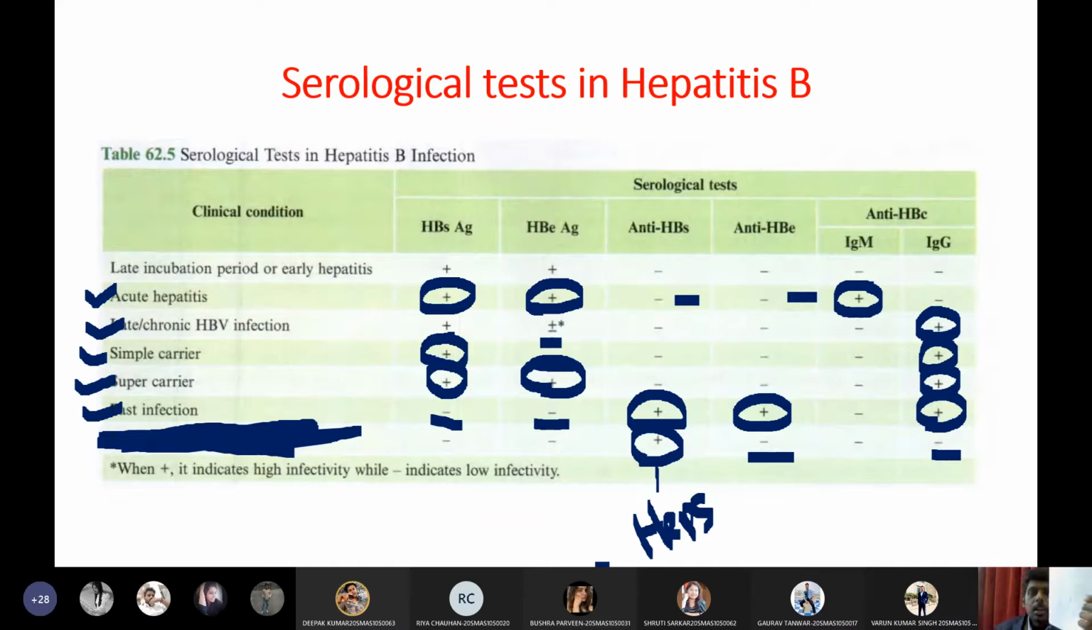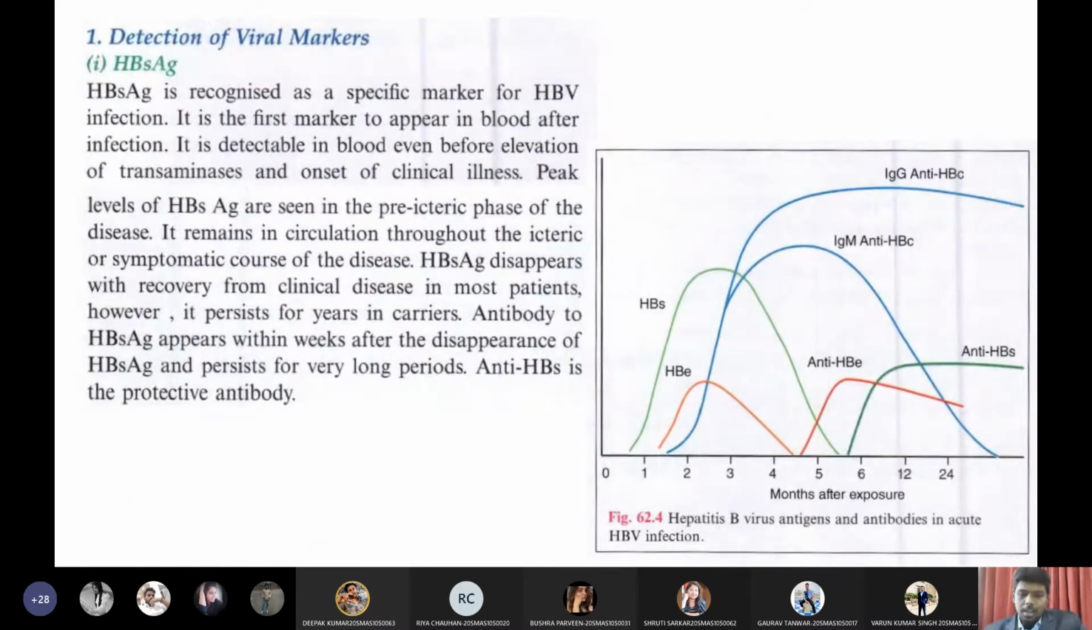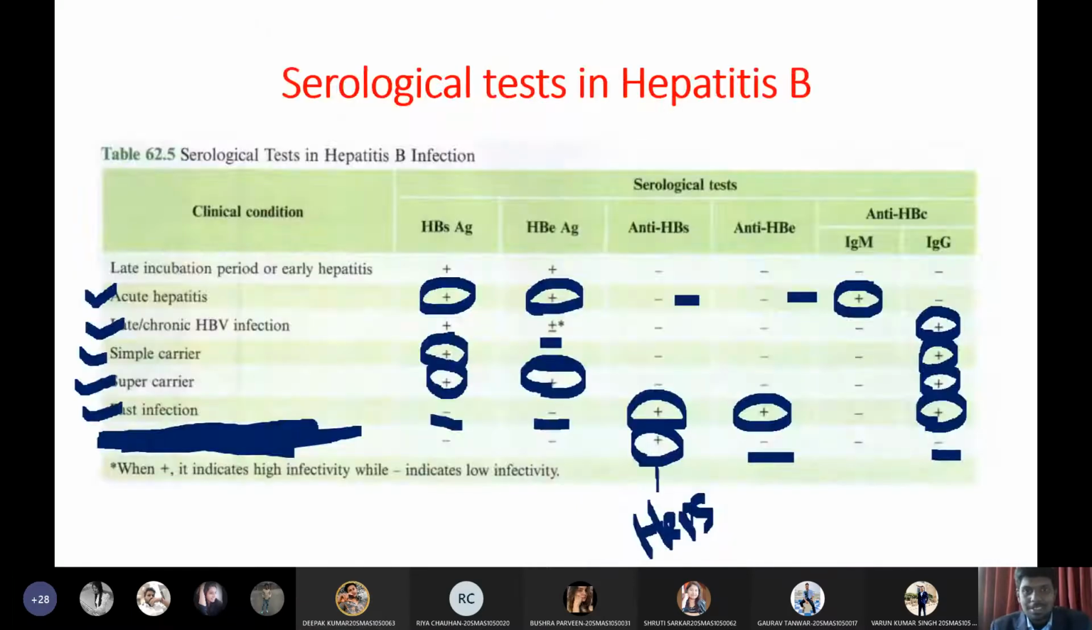For example, upon doing this rapid test, I will give you one test. In this test, I got surface antigen positive. Listen to me carefully. I got surface antigen positive, envelope antigen positive, and core IgG positive. But there is no envelope antibody. Okay, it will be tough for me.